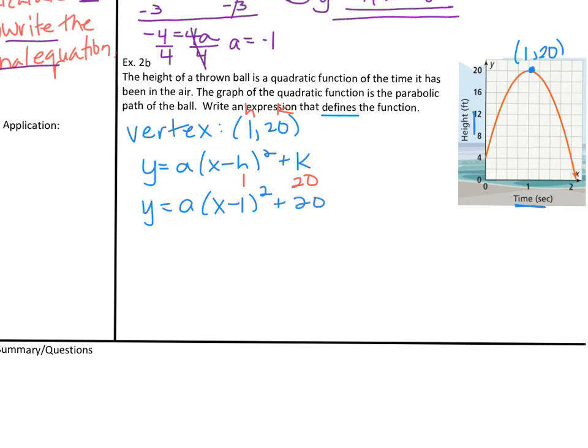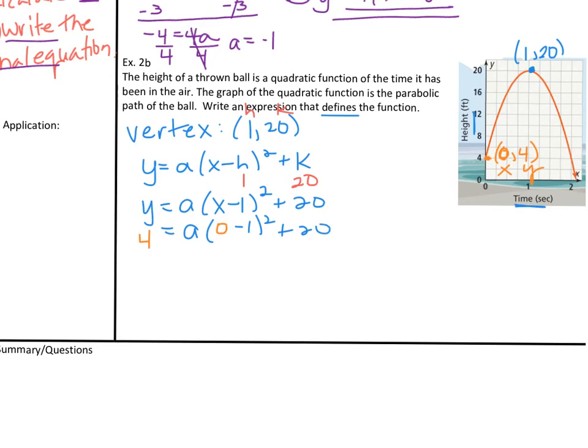Now for a little bit of detective work. We have to look at our picture and try to determine another coordinate on the graph. Well, it looks like over here on that left-hand side, (0, 4) is an ordered pair. That starts the graph for the path of the ball. If we plug in 0 for x and 4 for y, let's see what happens. 4 has to go on the left, and 0 goes on the inside of the parenthesis. So then we have minus 1 squared plus 20.